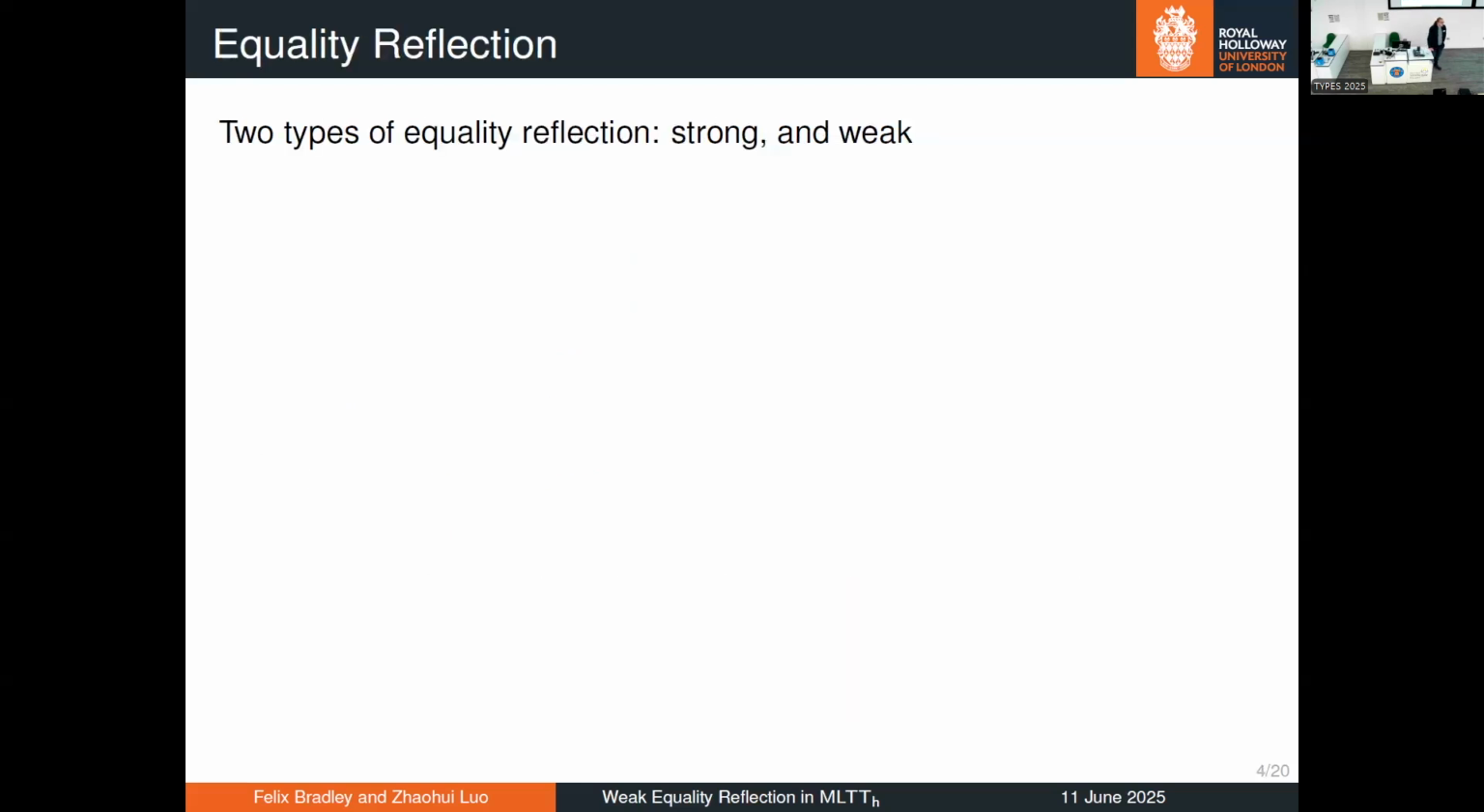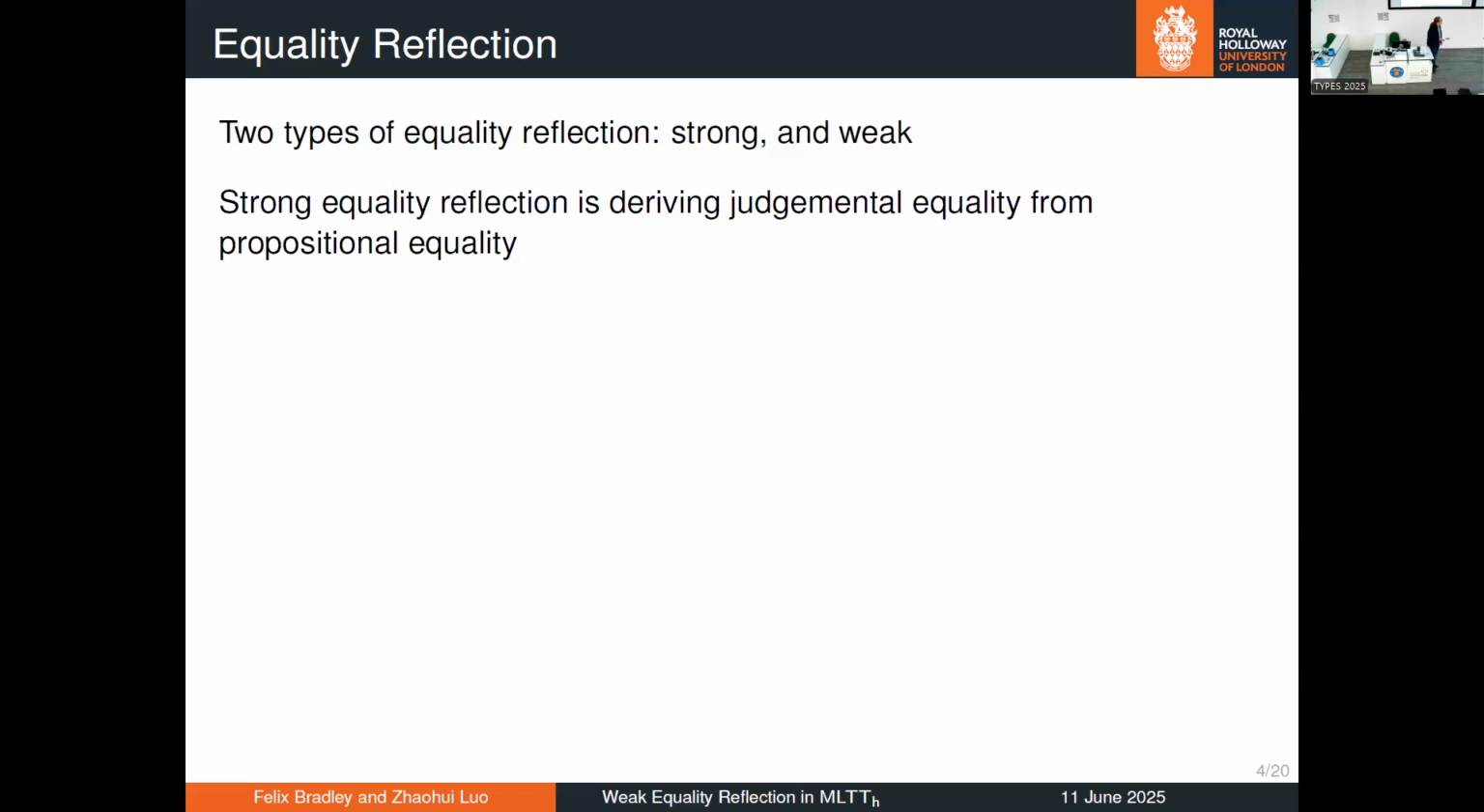So let's start addressing the title of the talk, equality reflection. We're interested in weak equality reflection, but there's two different types of equality reflection, and it's important to address the distinctions between the two. The first type, probably the one that's more familiar for most folks in the audience, is strong equality reflection. This is kind of an active process. We are enforcing propositional equality to be reflected onto judgmental equality.